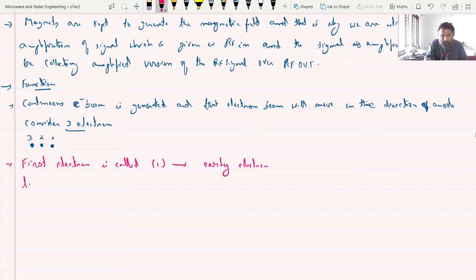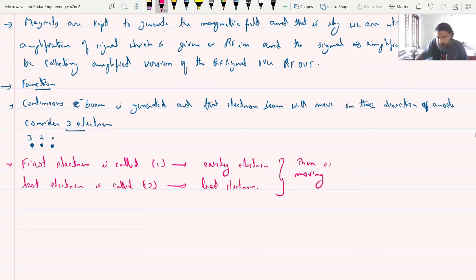The last electron is called electron number 3, the lead electron. So these electrons are moving towards the anode section. That is clear to you.